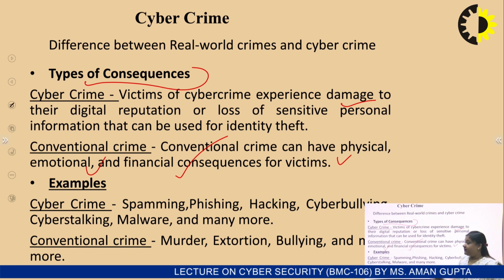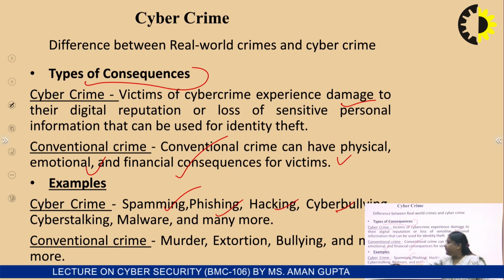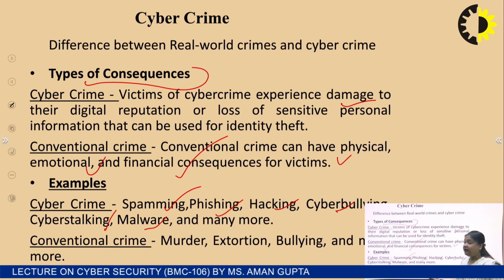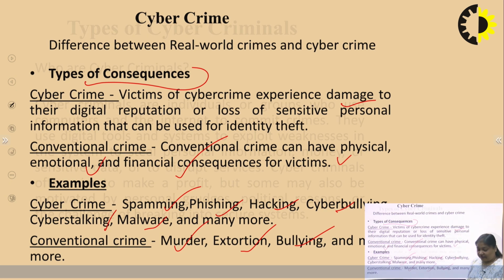For example, cybercrime involves spamming, phishing, hacking, cyberbullying, cyberstalking, malware, and multiple other types of cybercrimes also exist. And if we talk about conventional crime, this can be murder, extortion, bullying, and in this also we have different types of conventional crimes involved.